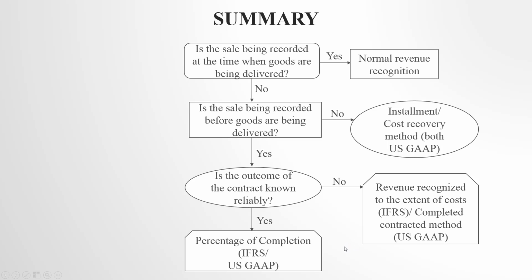Now, let's look at the summary, a flowchart that tells us which method to use in which scenario for all the special cases. We start by asking ourselves whether the sale is being recorded at the time when goods are being delivered. If the answer is yes, then we don't need any special revenue recognition method. It's just a normal revenue recognition practice, and we don't need to use any methods that we looked at in this presentation. However, if the answer is no, if you're not recognizing revenue at the time when the goods have been delivered, then we will need to use a special method.